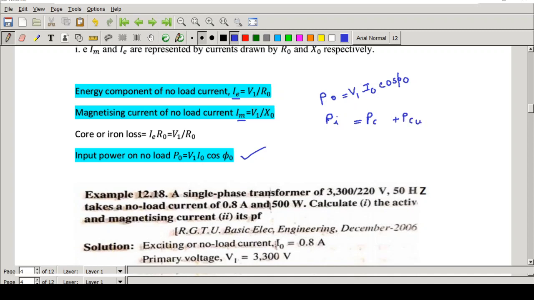Now this is the expression for the core loss or iron loss. You can take it as IE squared R0 or V1 squared by R0. This is another expression. Loss is always I squared R or V squared by R. That is power loss. What is the equation for power? VI. You can take it as either I squared R or V squared by R.